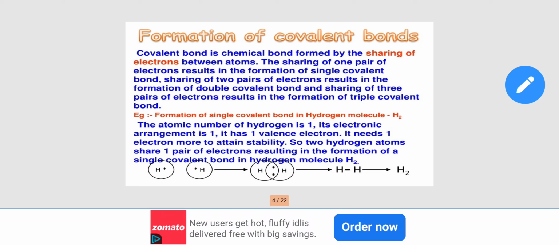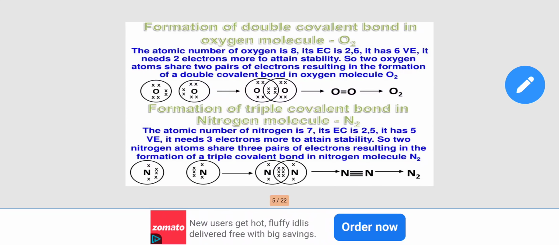The atomic number of hydrogen is 1. Its electronic arrangement is 1. It has 1 valence electron. It needs 1 more electron to attain stability. So, two hydrogen atoms share one pair of electrons, resulting in the formation of a single covalent bond in a hydrogen molecule. You can see here this is H2. And now an example of the formation of a double covalent bond, the oxygen molecule, O2.